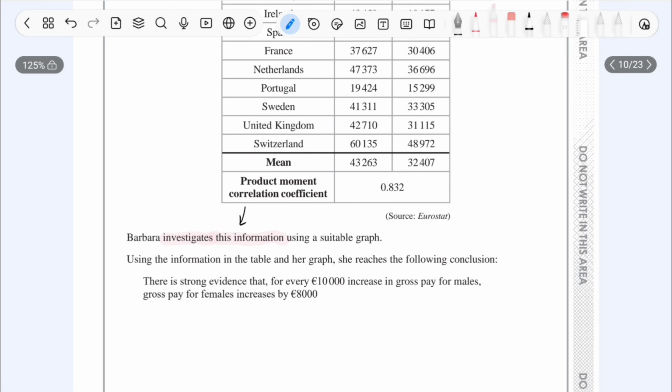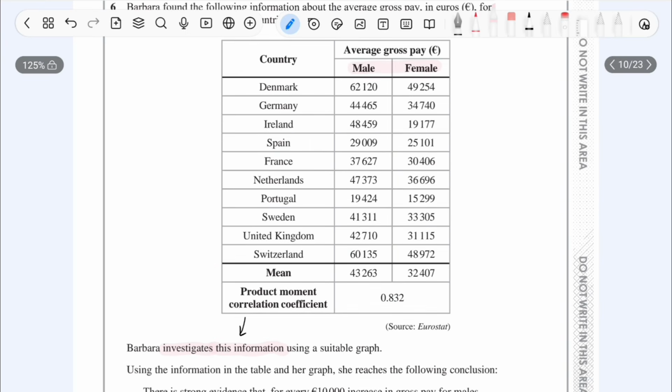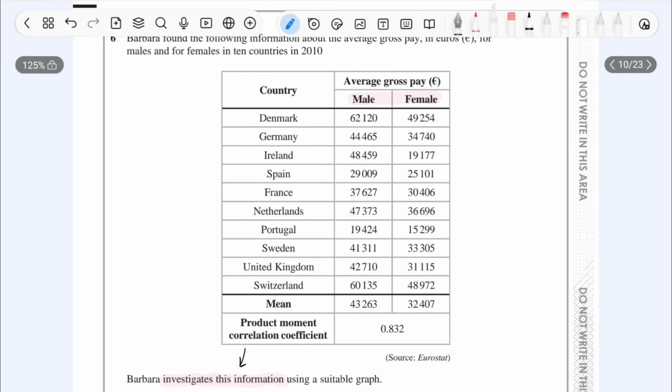She's concluding that males receive more pay than females. So there's no mention of countries, and we can just get that out of the way. And that leaves us with just two variables. Now, two variables means one thing, and that is bivariate data. The next thing we need to do to narrow it down is look at the type of data. Are we looking at continuous data or discrete?